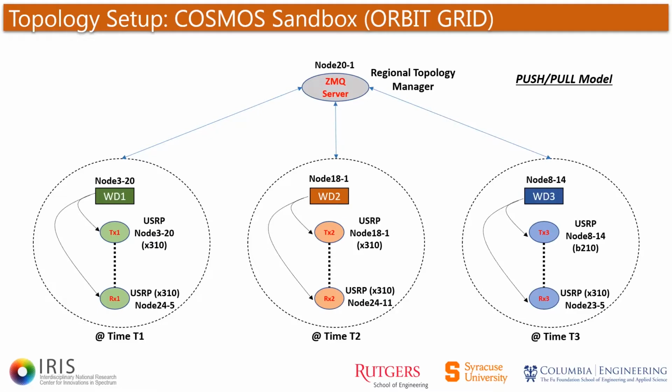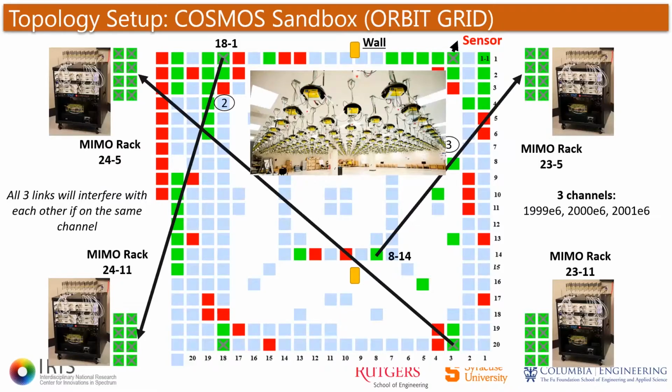We are using the orbit grid component of the Cosmos wireless testbed to perform these experiments, and the node mapping is shown on the slide. The figure shows the orbit grid testbed present at WinLab Rutgers University. We have used 3 links in our experiment, and all these links have a high probability to interfere with each other if they operate on the same channel at nominal power levels. We have a set of different channels that the devices can choose to operate in order to avoid interference. There is also a sensor node present at node 3.1 to capture spectrum occupancy.